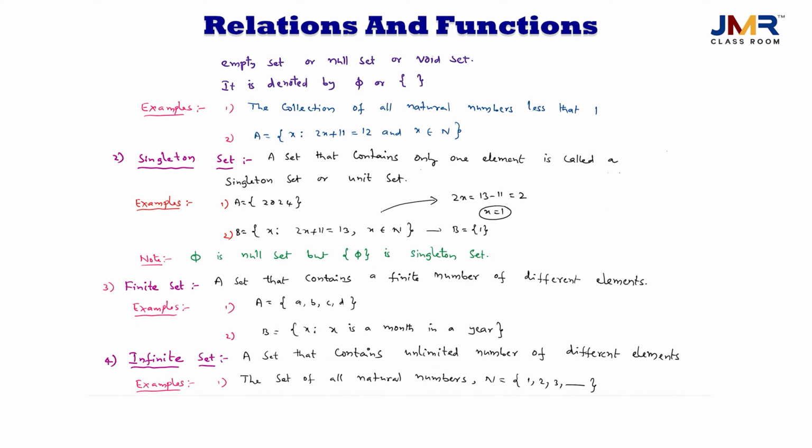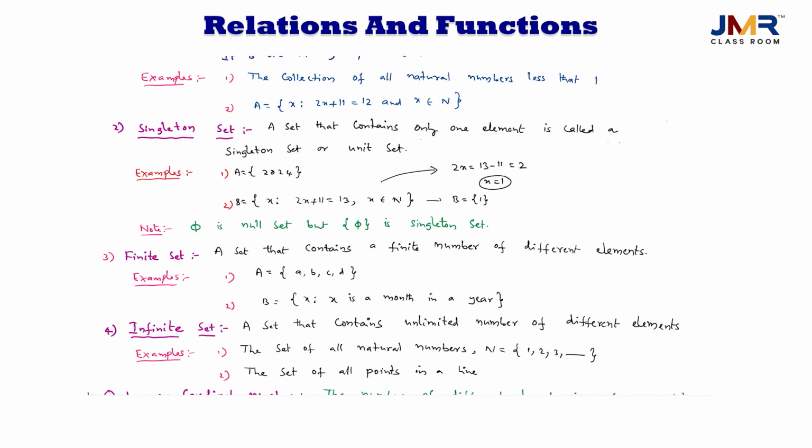One important point we have to remember here, that is phi. Already we know phi is representing null set, but set of phi is a singleton set. If we write the phi like this, it is called the symbol for representing a null set, but in the set, if you write 5, set contains one element, so this is called singleton set. Phi is null set, but set of 5 is a singleton set.